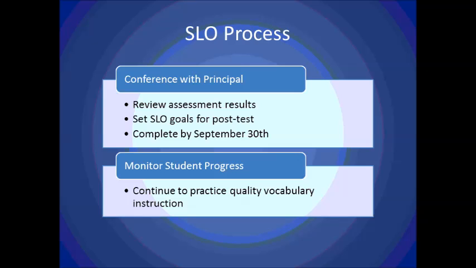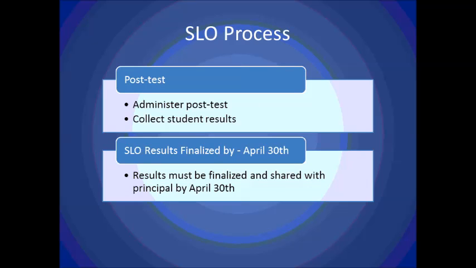So after you set the goals, after you have the discussion with your principal, after you've done the pre-assessment, you then continue to practice high quality instruction. For us, it was high quality vocabulary instruction and building background knowledge throughout the rest of the year, and you monitor your student progress. To finish this up, you're going to administer a post-test and collect all of your student results. That needs to be finalized and shared with your building principal by April 30th so they can have it all inputted into the state computer system at the beginning of May.